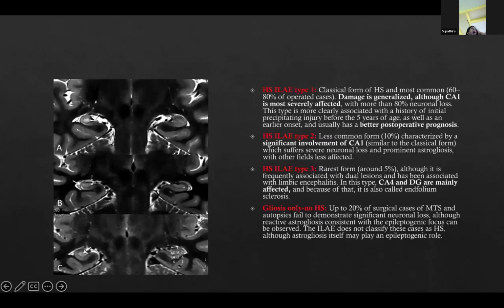According to the International League Against Epilepsy, histologically, you can categorize it into 3 categories, type 1, type 2, type 3. The most common is type 1, where you see the changes are more generalized, but more severely affecting CA1. Type 2, it's more severely, significantly involving the CA1 only. And type 3, it involves the CA4 and DG, the dentate gyrus.